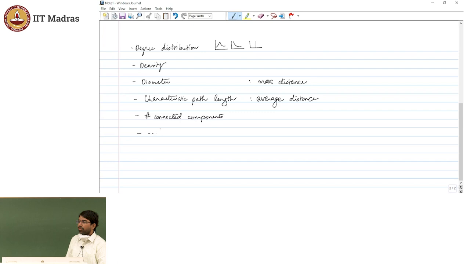And various other things. And then of course we talked about degree centrality, betweenness centrality, page rank. All these are measures to assess a network, what's happening in a network. And there is another very interesting thing known as clustering coefficient.